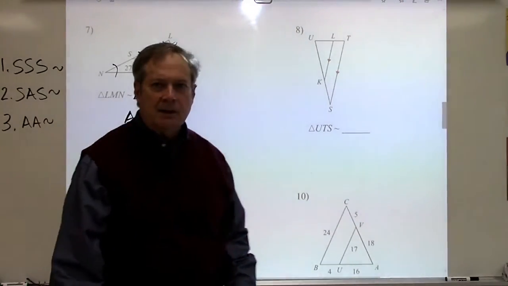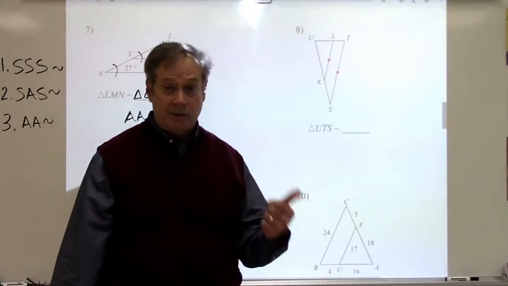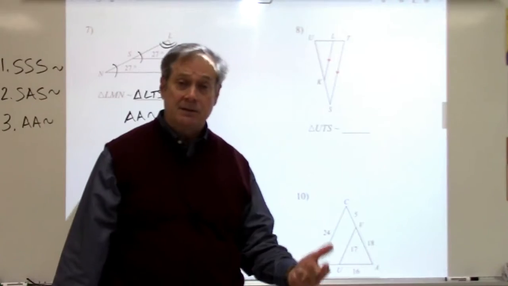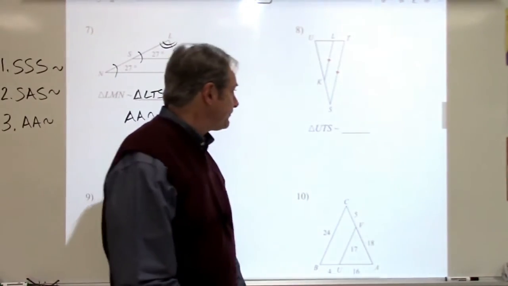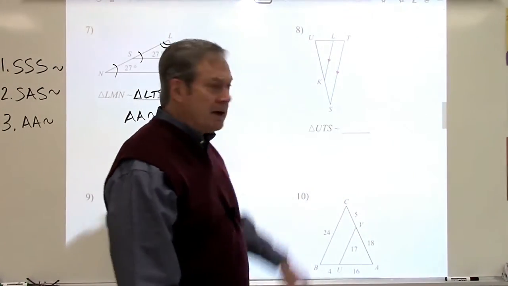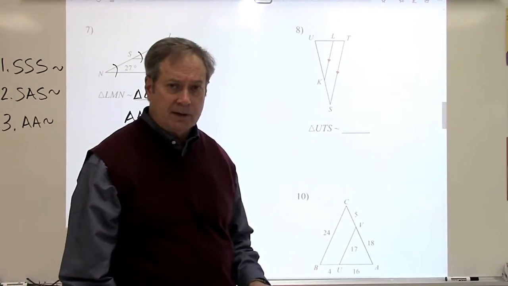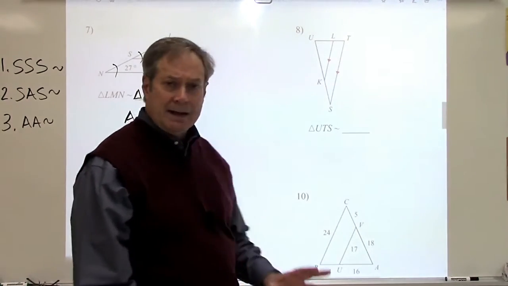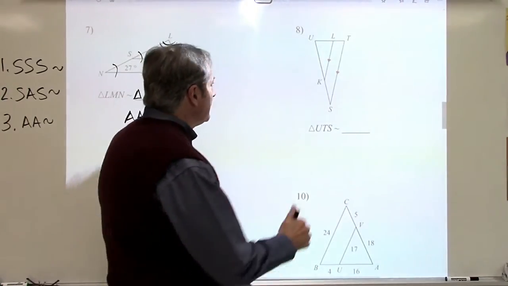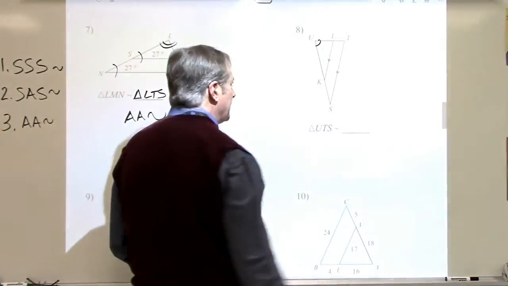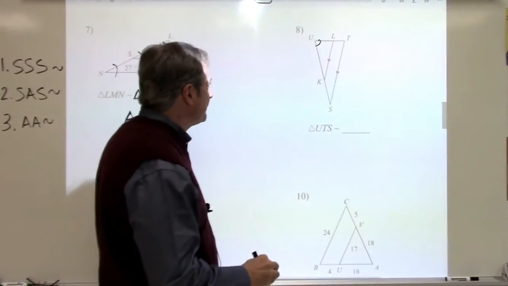So when you see parallel lines, you want to think of alternate exterior, alternate interior, same side interior, or corresponding. We have no side lengths indicated, so it could not be side, side, side, could not be side, angle, side. So it's either angle, angle, or it's nothing. Well, clearly they share a vertex, so we got one angle for sure.